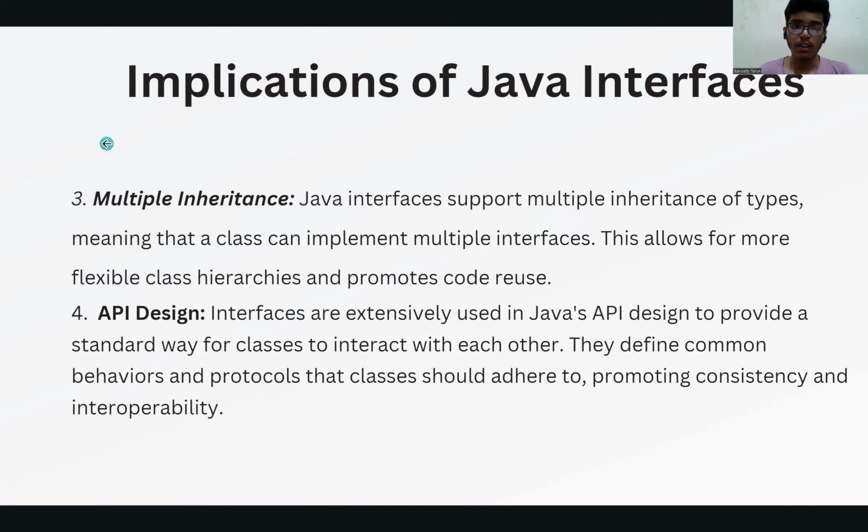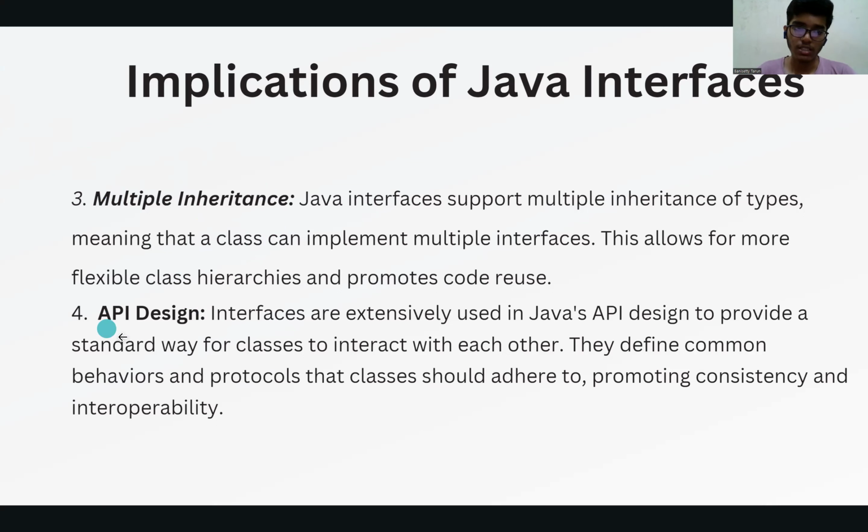And the other implication of Java interfaces is multiple inheritance. We know that Java won't support multiple inheritance using classes, but we can implement multiple inheritance using Java interfaces. Like we can create two interfaces and a class which implements both of the above two interfaces, which will be multiple inheritance. So multiple inheritance can only be implemented using Java interfaces. This is the most important implication among all of these.